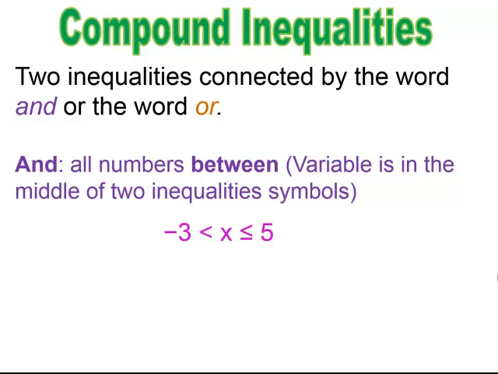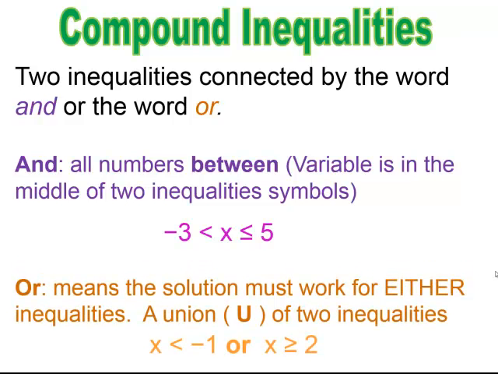So in this example, if I was asked, what does x equal? Well, x will be any number from a negative 3 to positive 5. It's not going to include negative 3, but it will include positive 5. So when you have an and compound inequality, it will be a variable in between two less than inequality symbols.